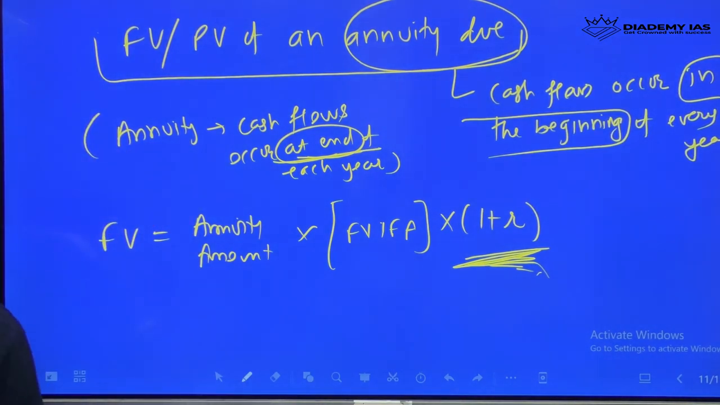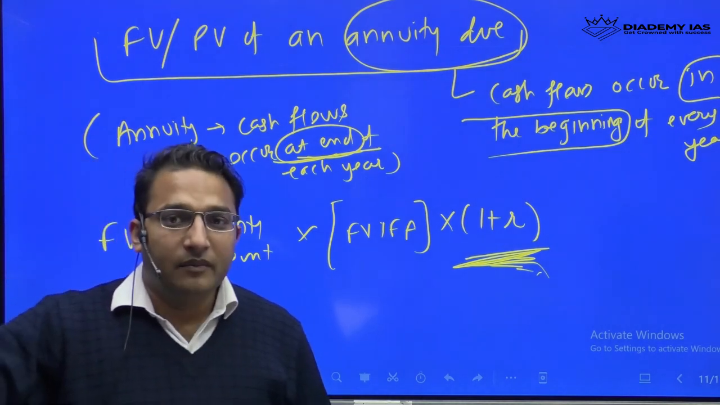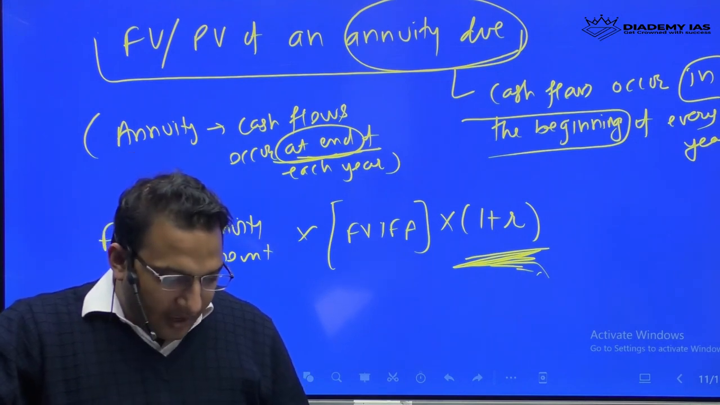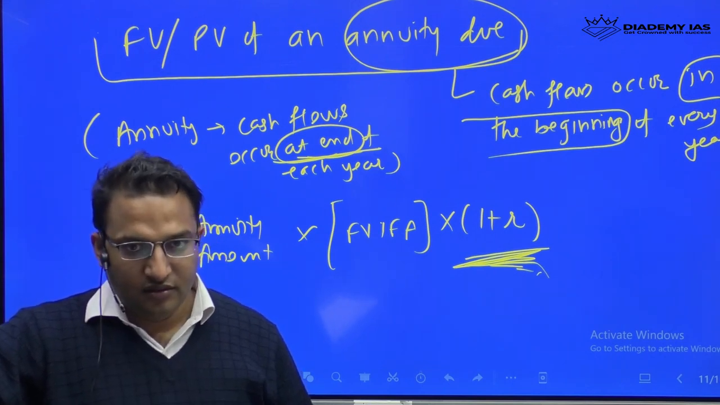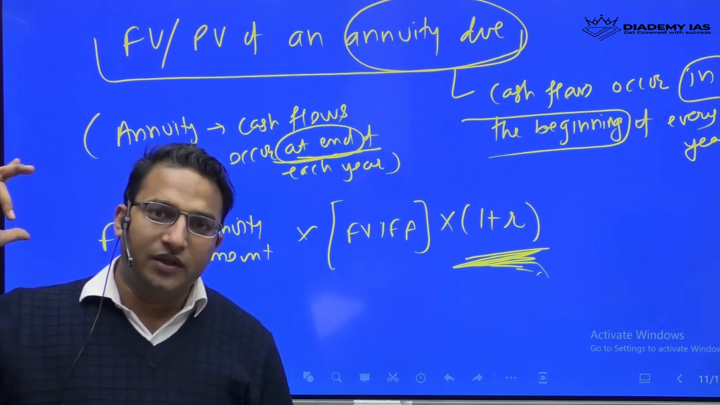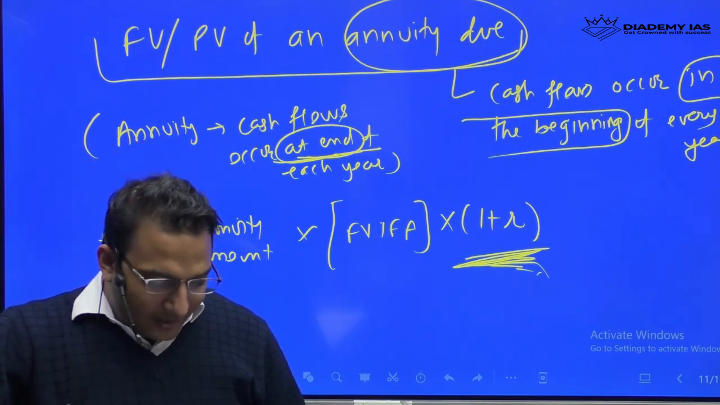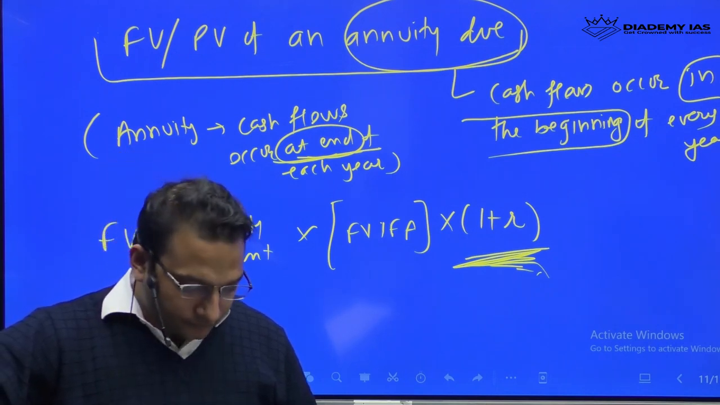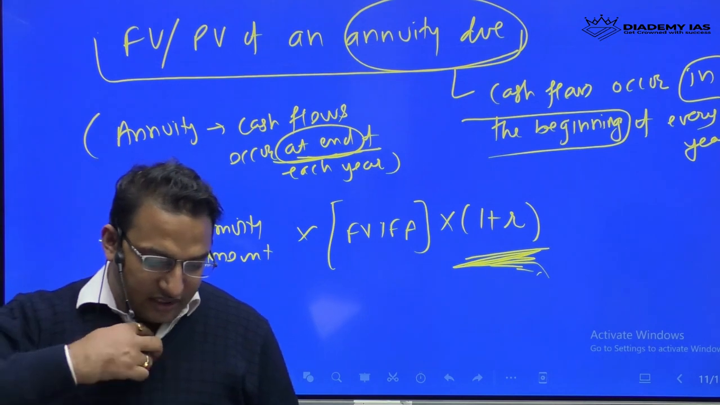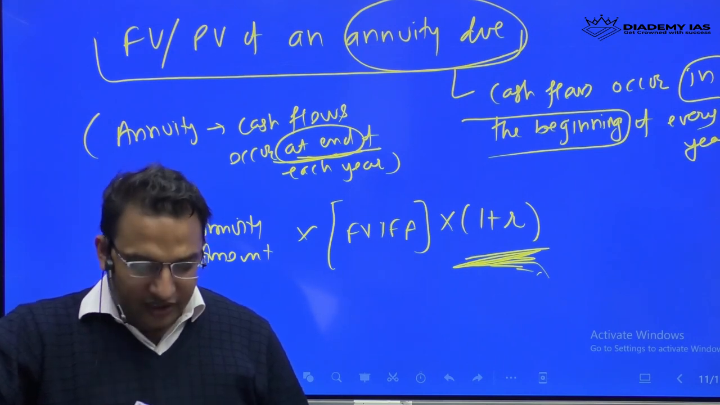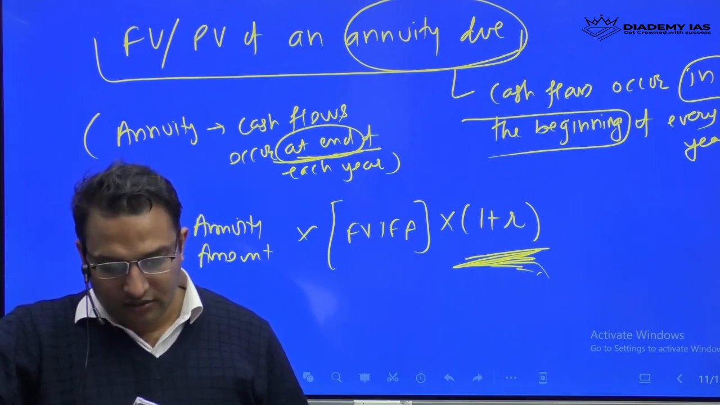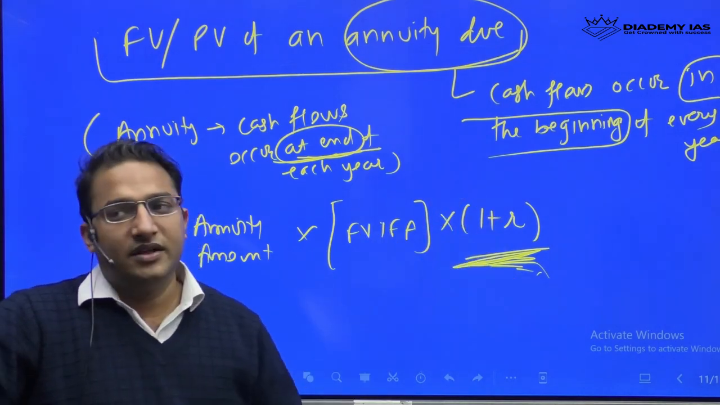Example, you can see page number 2.16. Please see the example quickly. Example number 11, page number 2.16. Mr. X made a recurring deposit of 10,000 in the beginning of each of the 3 years starting now at 10%. So one person is investing 10,000 rupees in the beginning of the year. What amount will this person receive after 3 years? Simple. This is 10,000 multiplied by the FVIFA, that is 3.310, multiplied by 1.1. So simply we have to multiply by 1 plus r.